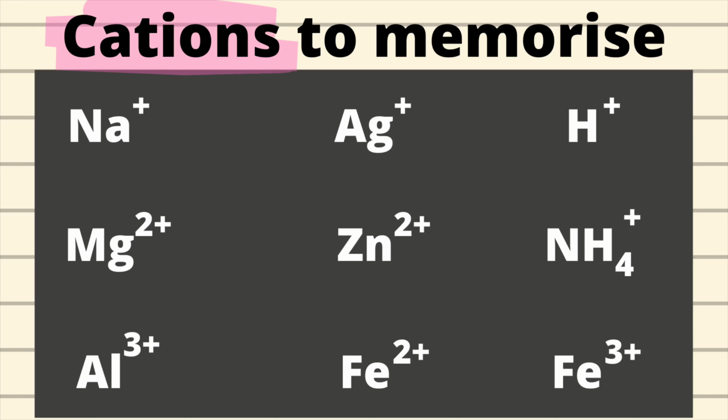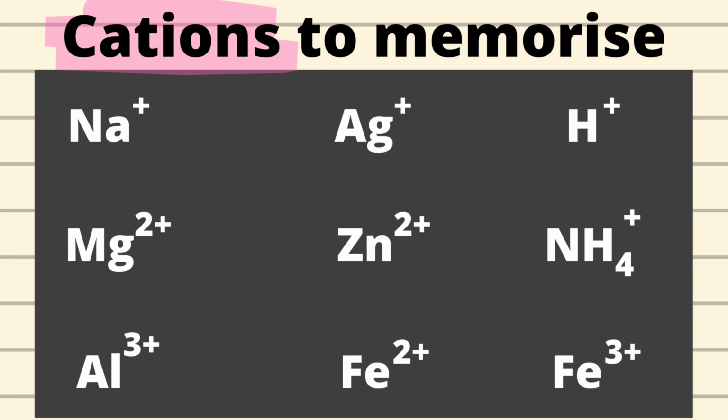I'm going to start here with the cations. Now, these are 9 cation formulae that I really recommend you learn as soon as possible. On the left-hand side, let's have a look at that column first. I've got Na+, I've got Mg2+, and I've got Al3+.